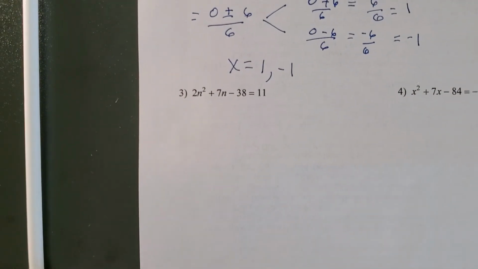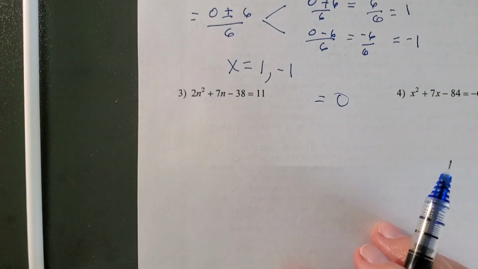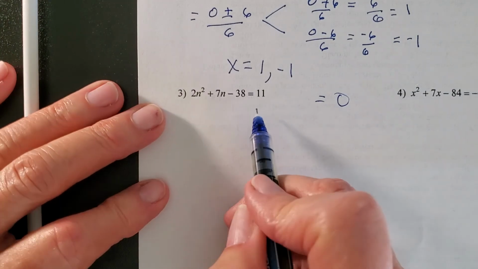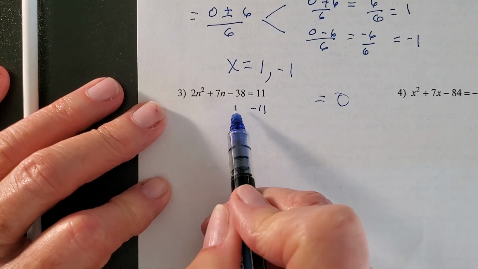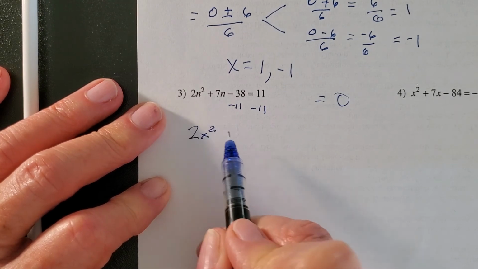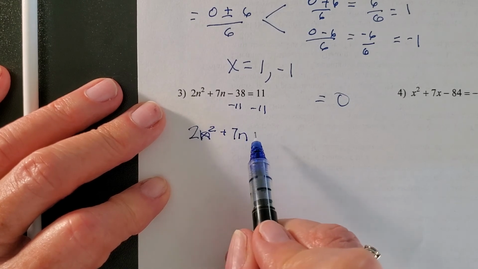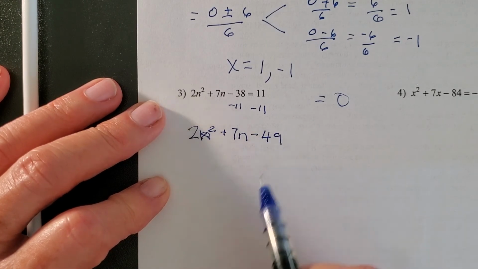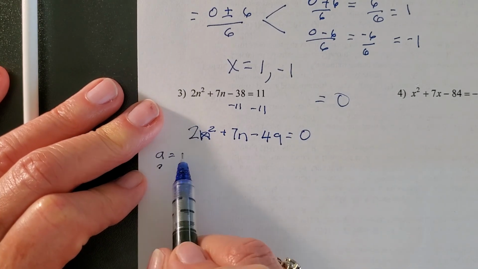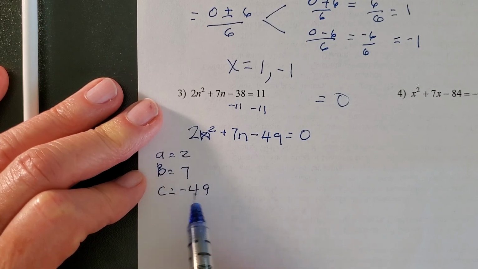The only thing that might be different about these problems is it may not be set up equal to 0. And again, it's got to be equal to 0. So you need to get this equal to 0, and you do that by subtracting 11 from both sides. That's an integer, so it lines up with the integer here. So we have 2x squared plus 7n minus 49 equals 0. So our a is 2, our b is 7, and our c is negative 49.